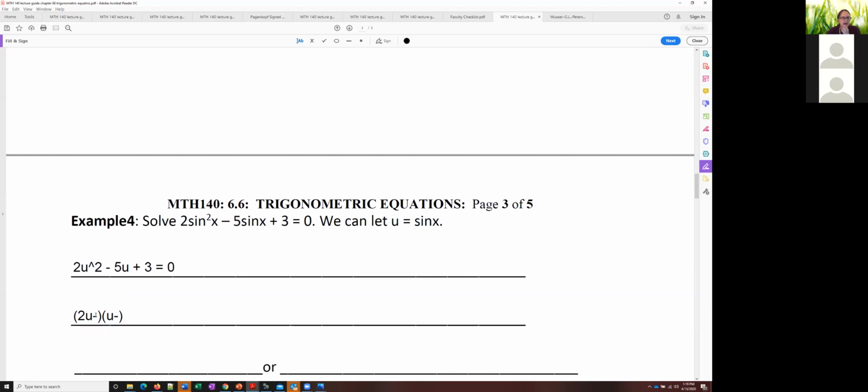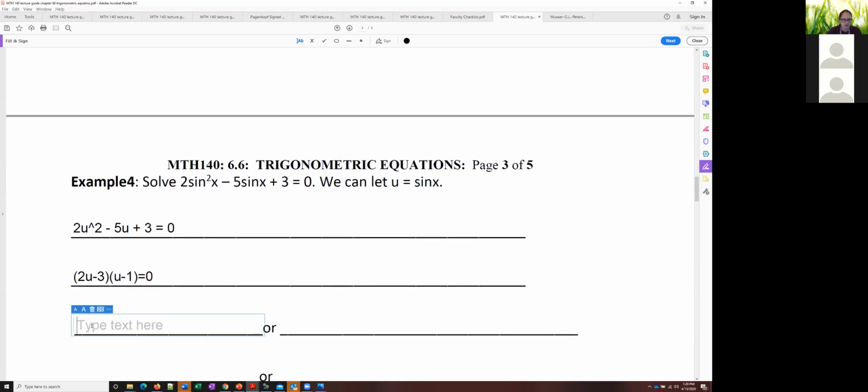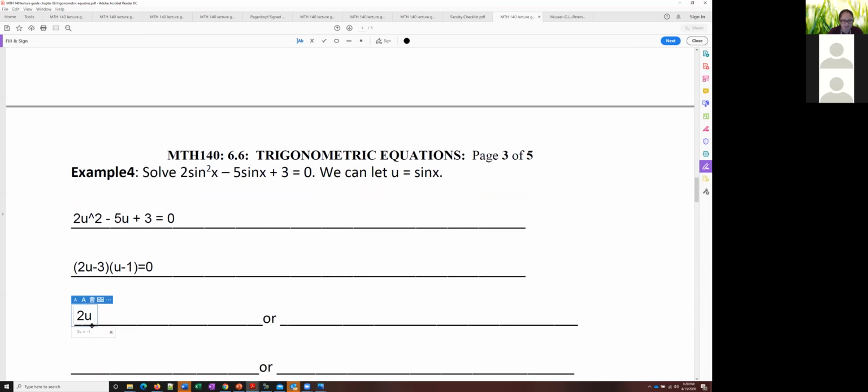And then we need to think, how do we get that plus 3? Well, one of them will have to be a 3 and one will have to be a 1. So let's try putting the 3 here and the 1 there. If we multiply it out, we get 2u squared, we get plus 3. So that looks good so far. And then we're going to get a minus 2u, and a minus 3u, and that makes minus 5u. So that works. We've got it factored, and now we have two things being multiplied together equaling 0.